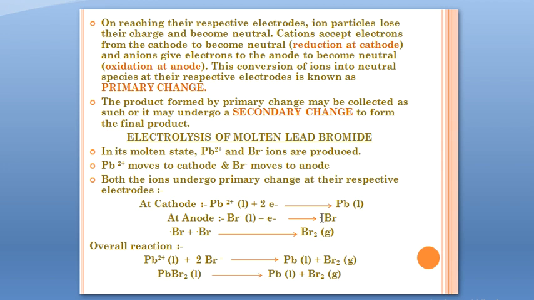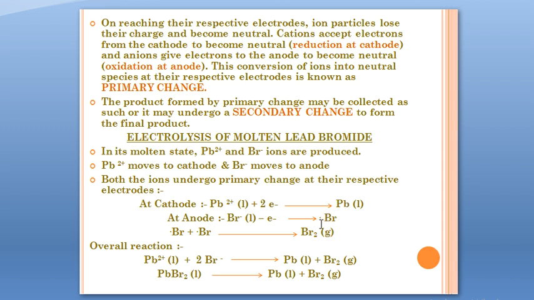यहाँ पे छोटा सा dot है जो आपको देखना होगा. यहाँ पे radical, it has an unpaired electron, uneven number of electrons होते हैं. This third reaction is the secondary change. Lead का product primary change में ही बन गया. We can collect lead at cathode only.